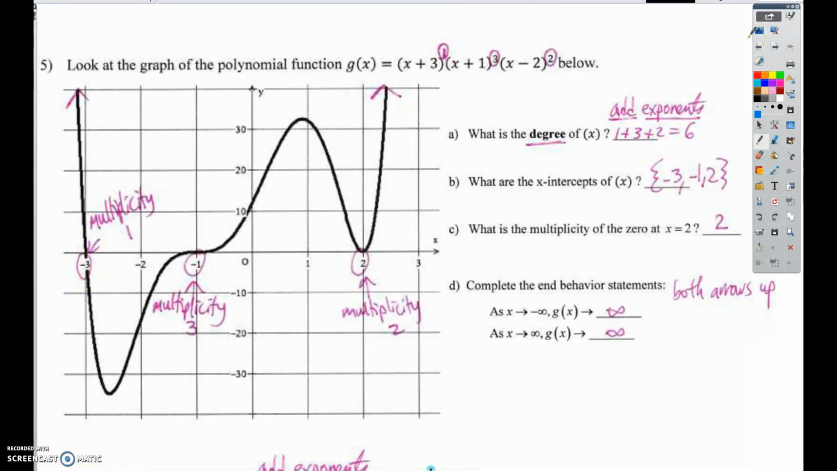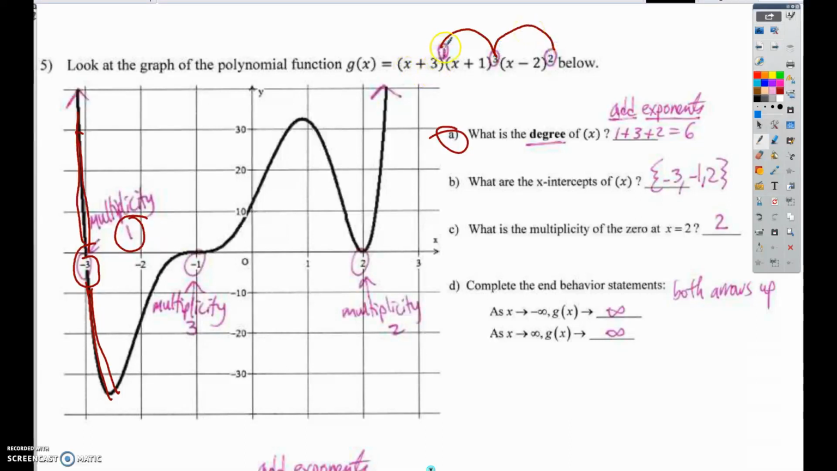Next page is a graph that has lots of different multiplicities, and what we're going to pay attention to is how each function crosses the x-axis. Here is the part of the function going through negative 3. Notice how it was a straight line through negative 3. That would make a multiplicity of 1. The reason I am adding these up is because question A asks us for the degree. So I need to add the multiplicities or add the exponents.